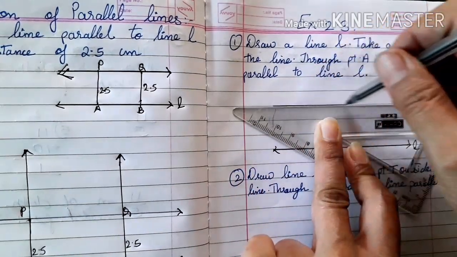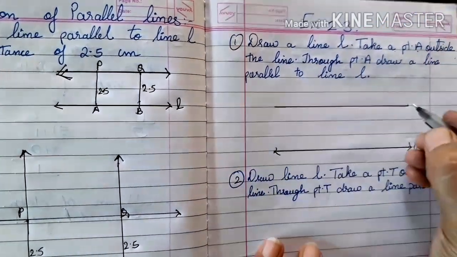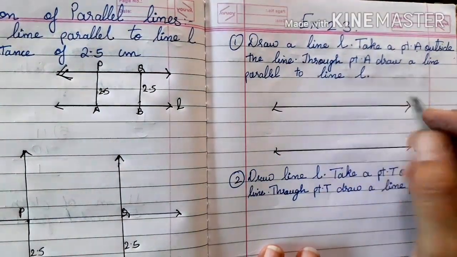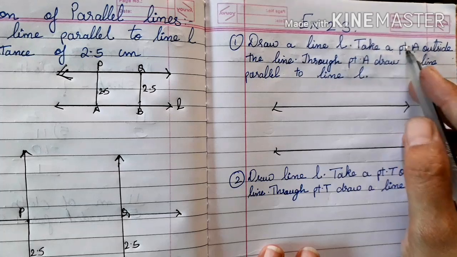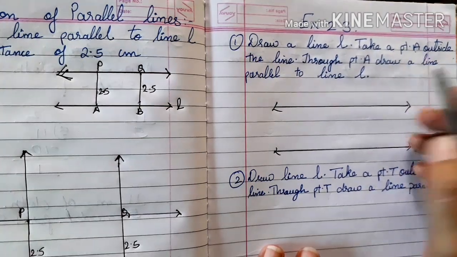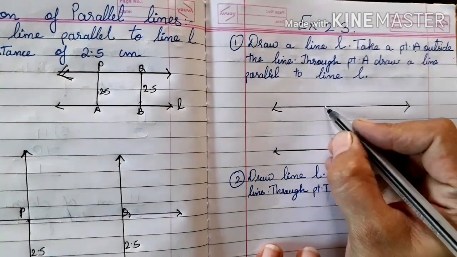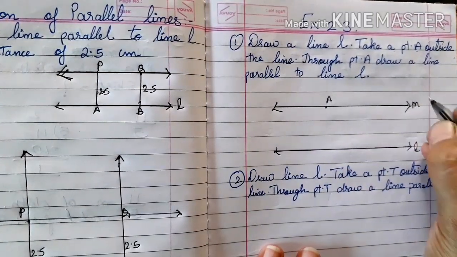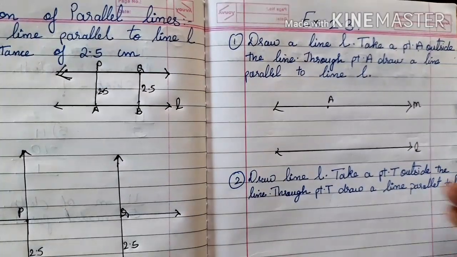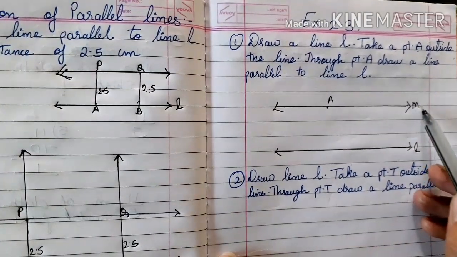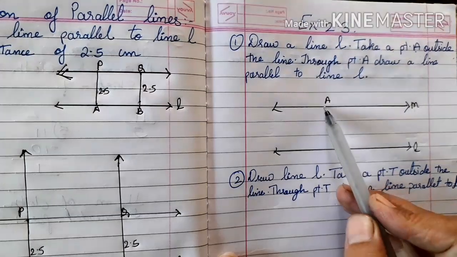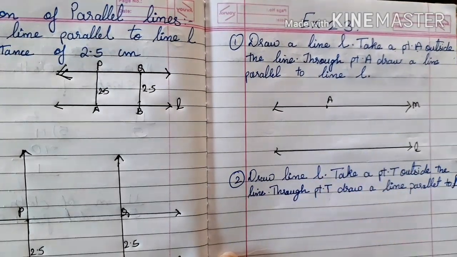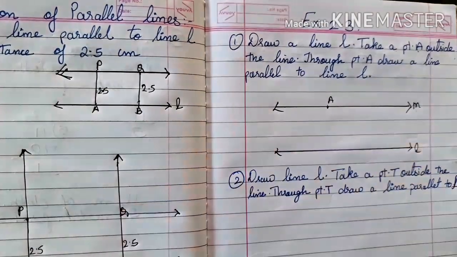Take another line. Mark this as... they haven't given, so we can, no, they have given A. Sorry, point A is the point over here. We can mark it over here, and this we can name as line M. Got it? So M was not given, we have drawn and we have named it on our own. Point A is the point outside the line on this parallel line. Got it? So this was the first question.